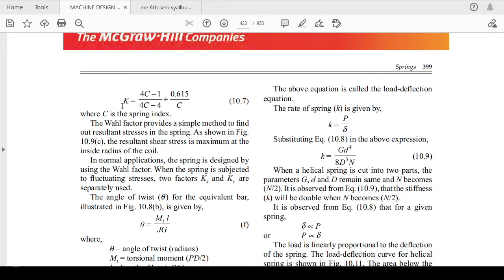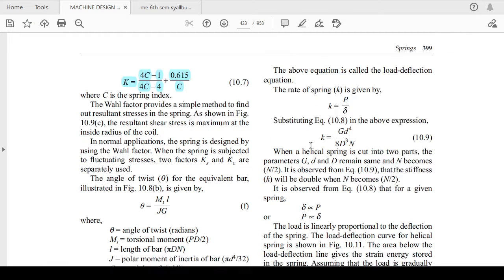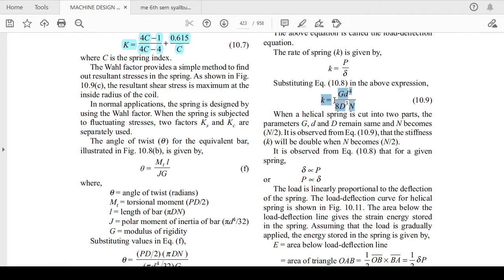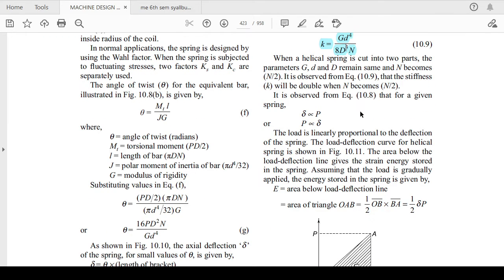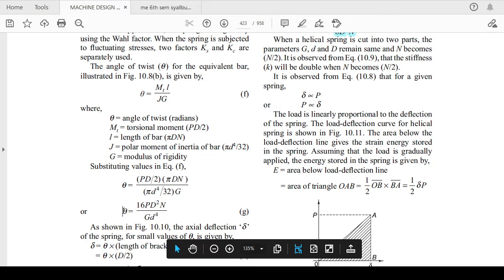So in this way your tau will become K into 8PD by pi d cube. Similarly this is called Wahl's correction factor, which will be K is equals to (4c minus 1) divided by (4c minus 4) plus 0.615 by C, where C is your spring index. In this way you can also calculate the value of spring stiffness, which is equals to G d to the power 4 upon 8 D cube n, or you can also calculate the value of angle of twist.